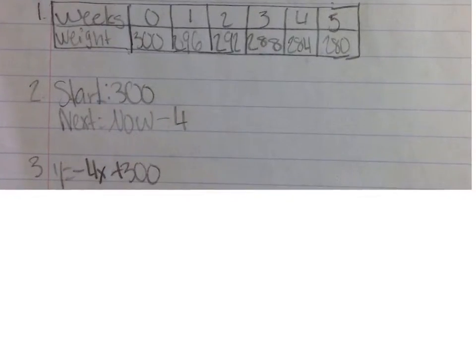And this is our table and 2 equations, and it starts out at 300 pounds at 0 weeks, and then he loses 4 pounds each week. Our equations: the first one is the recursive rule, and that is start equals 300, and then next equals now minus 4. The next equation is the explicit one, and that is y equals negative 4x plus 300. After this, I'm going to show you the graph.